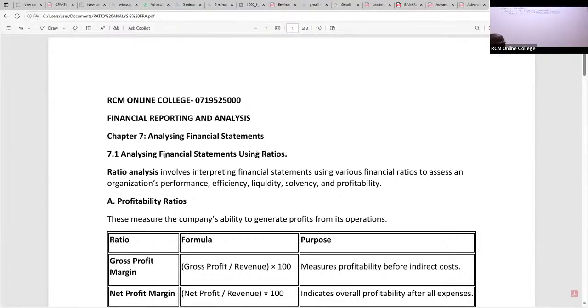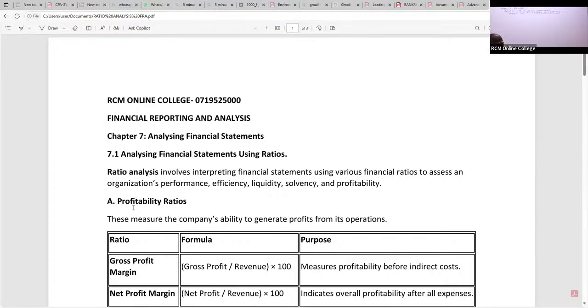We shall start with the analysis of these financial statements using the famous ratios. Ratio analysis involves interpreting financial statements using various financial ratios to assess an organization's performance in terms of profitability, efficiency, for example how efficient we are in collecting our debts, liquidity, and solvency.